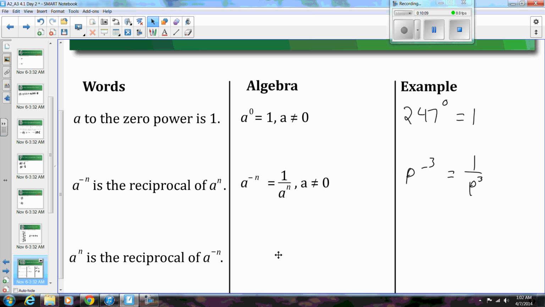Okay, last one, this one defines something that's a negative exponent in the denominator kicking up to the numerator. So if I have a to the n, that's a reciprocal of a to the negative n, meaning that if I have a positive valued exponent, that's equivalent to 1 over that same base raised to the negative n. So let's take a look at what this means here.